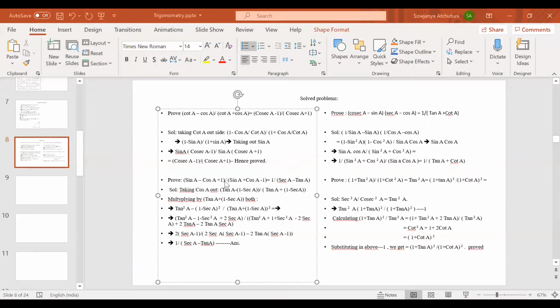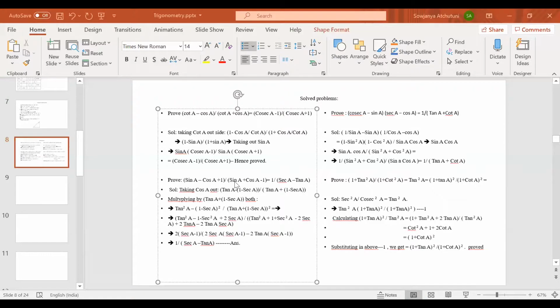Sin A minus cos A plus 1 by sin A plus cos A minus 1 is equal to 1 by secant A minus tan A. So this is in the form of A plus B and A minus B. First I am taking out cos A, because this is required in secant A and tan A. So sin A by cos A becomes tan A. Cos A by cos A becomes 1 and 1 by cos A becomes secant A.